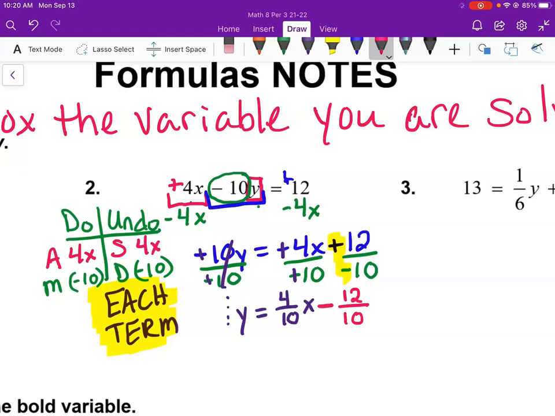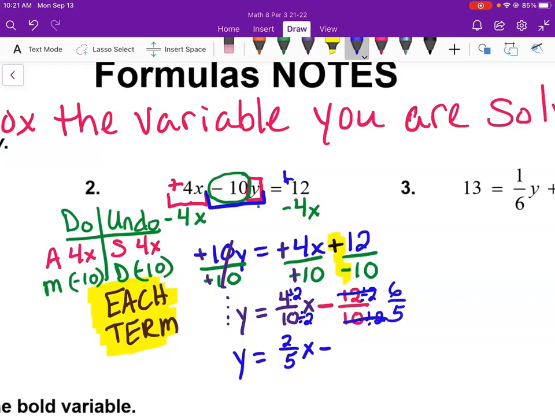Now, I could have written this already reduced right here, but I want to make sure you see what's going on. 4 and 10 both have a common factor of 2. So I have y equals 4 divided by 2 is 2. 10 divided by 2 is 5. Minus, now I've got, these guys are both even as well. So this is 6 over 5.